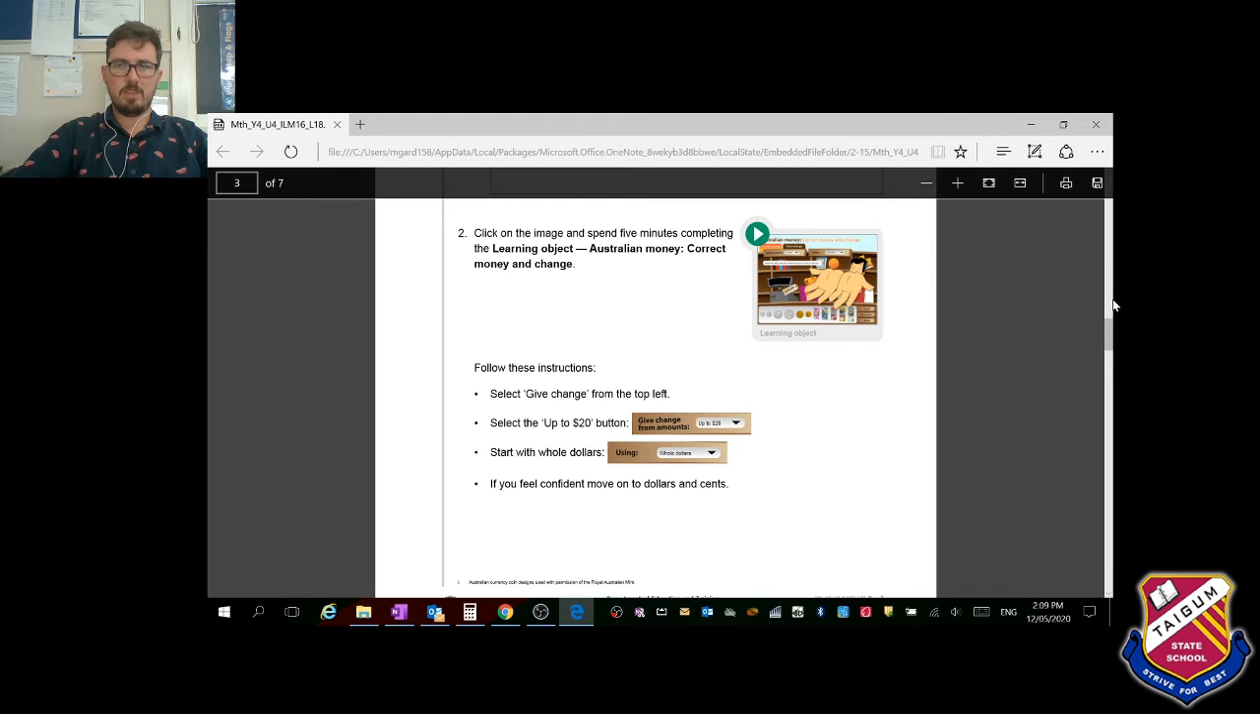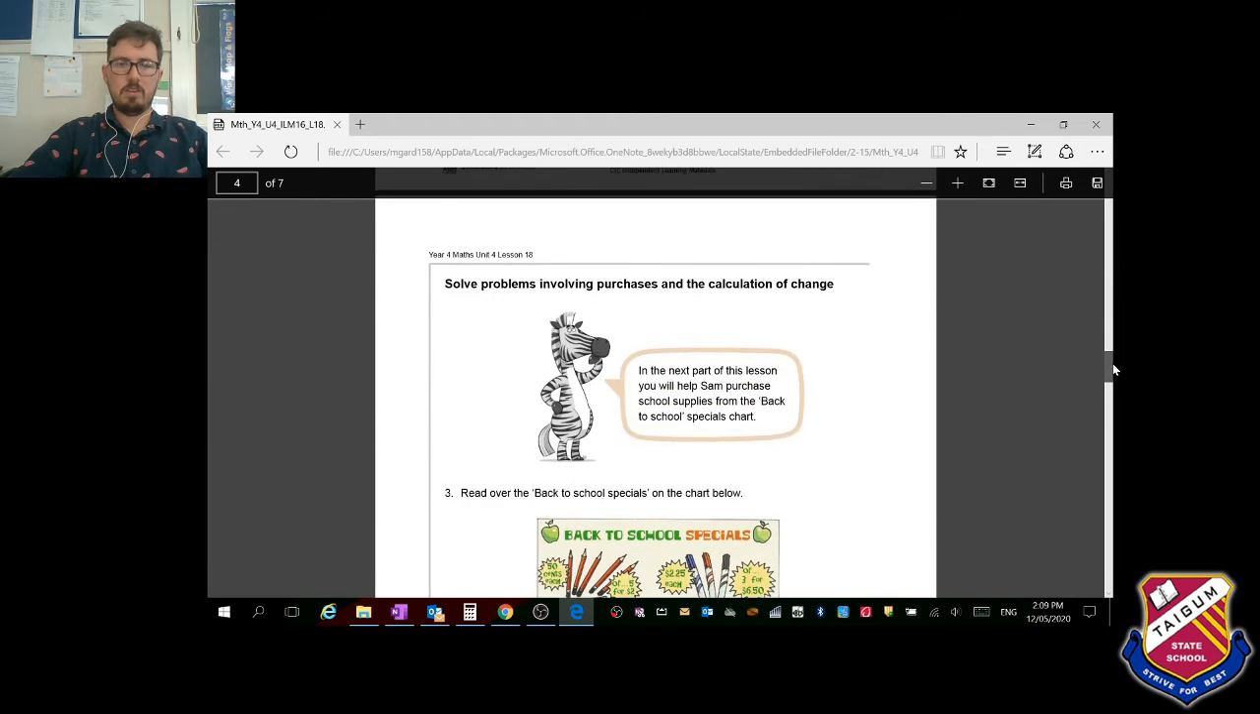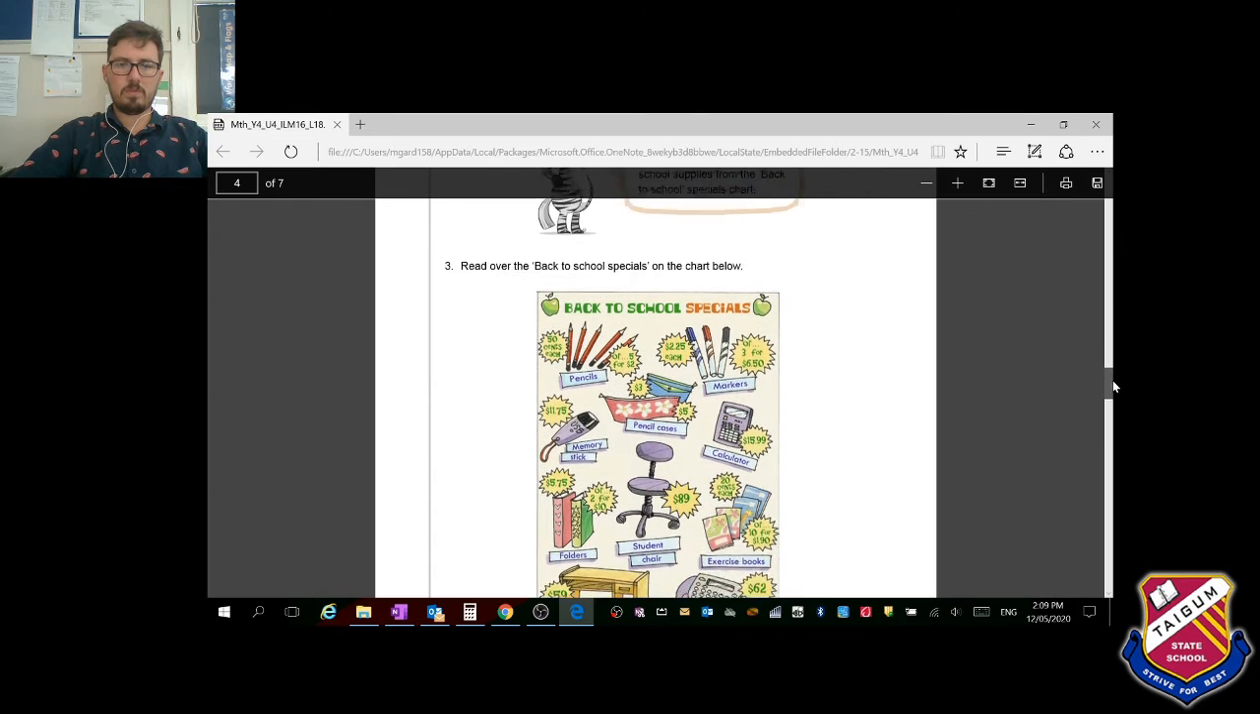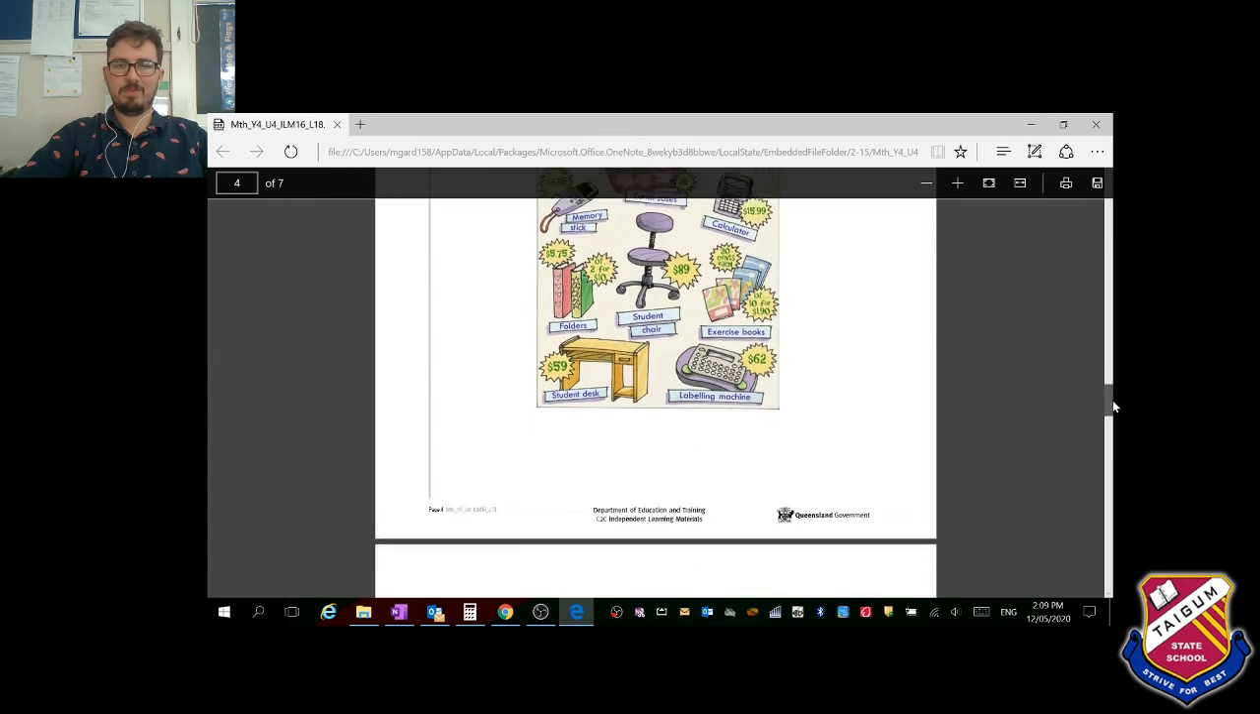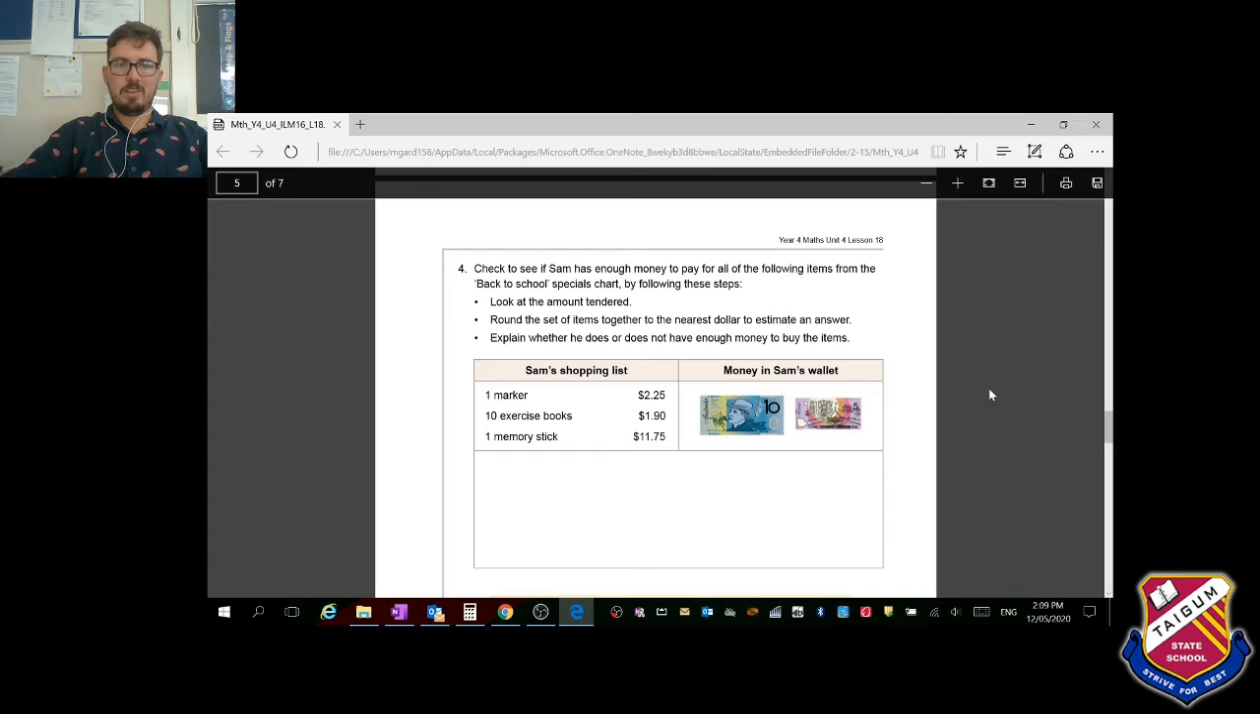Okay, we're not going to do that one, but we are going to do this one. Back to school specials. Exciting times. Read over the back to school specials chart. Check to see if Sam has enough money to pay for all of the following items in the back to school special chart by following these steps.